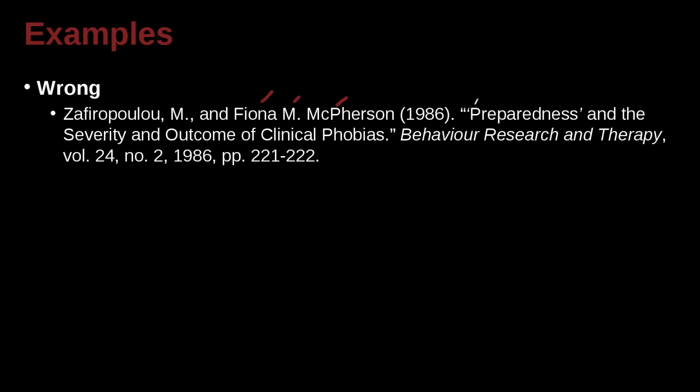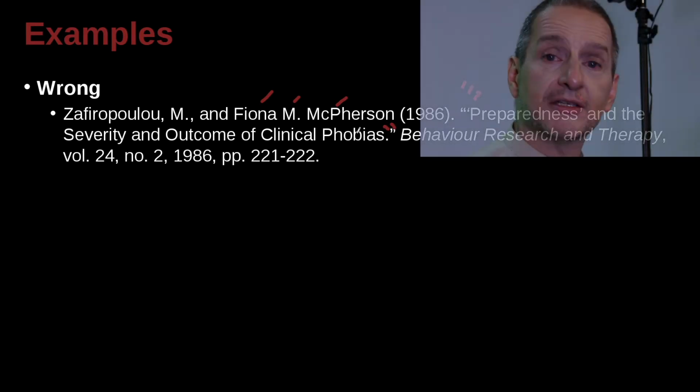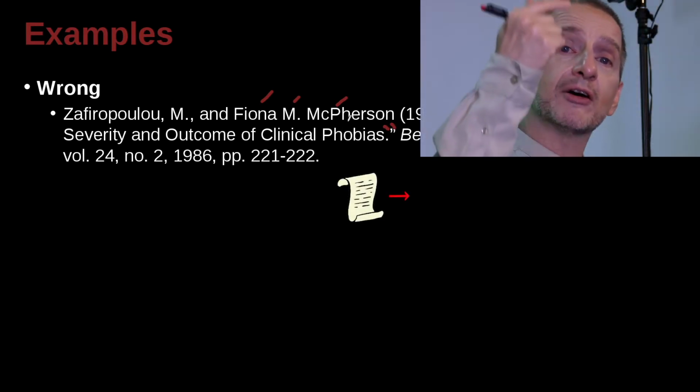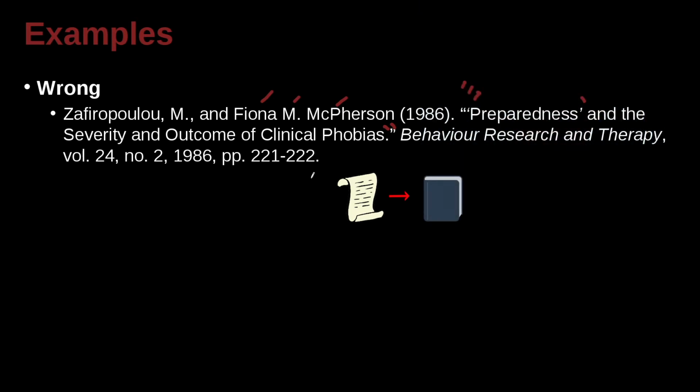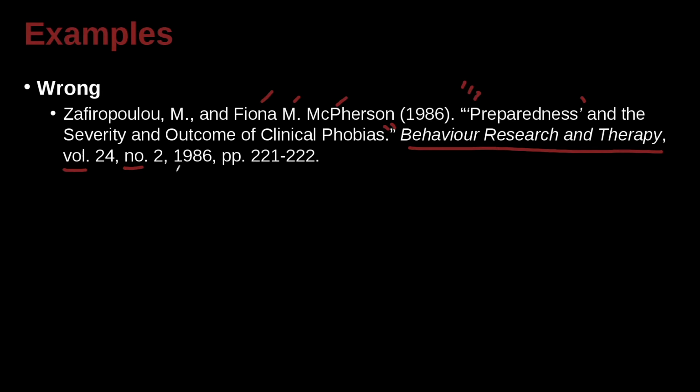And you can see that inside this article, they have single quotation marks. That's okay, because that's all inside of double quotation marks. The double quotation marks are telling us that this is an article inside of a journal, something smaller inside of a container that's larger. What is the journal's name? Behavior Research and Therapy, looking good. Volume numbers here, issue numbers here, our date is here, pp. for pages, 221 to 222, that's looking good.